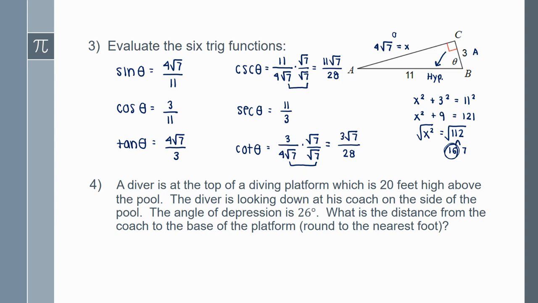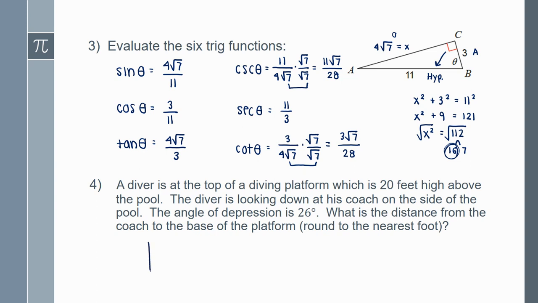In this last example here, it says a diver is at the top of a diving platform, which is 20 feet high above the pool. The diver is looking down at his coach on the side of the pool. The angle of depression is 26 degrees. What is the distance from the coach to the base of the platform? And they're asking for us to round to the nearest foot.